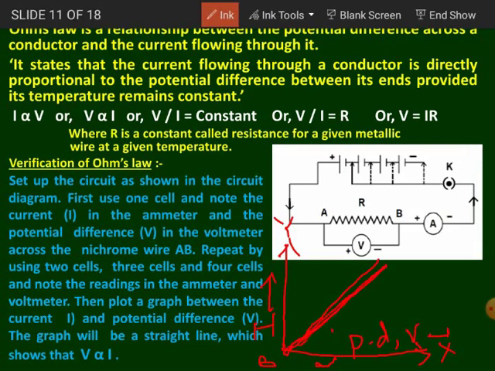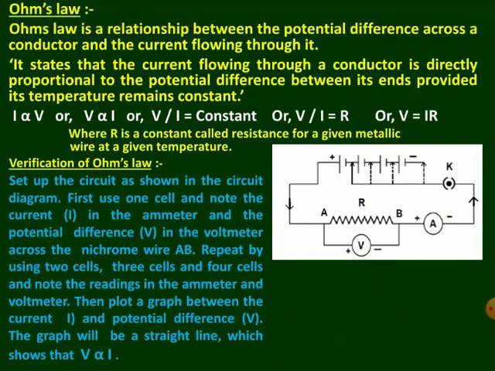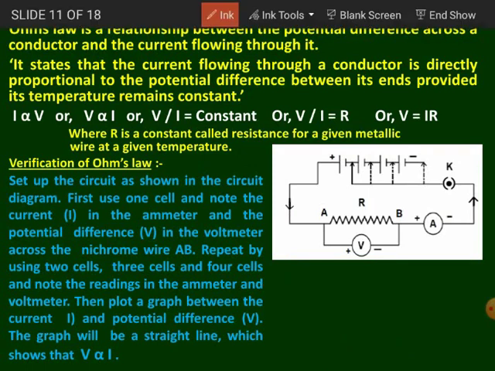and it will be a straight line, okay. As I'm drawing with my mouse, I cannot draw a very fine straight line, but it will be a straight line like this. It will be a fine line, okay, not like this with a blunt or broad line, but a fine line like this, okay. It will be a straight line passing through the origin, okay. Your V along the x-axis and your current along the y-axis.